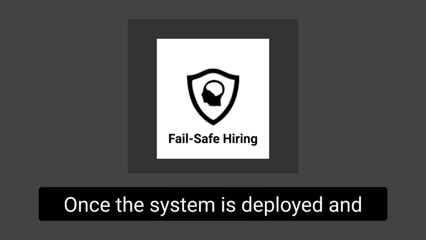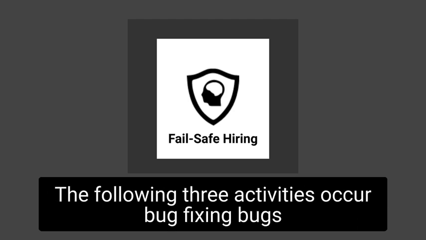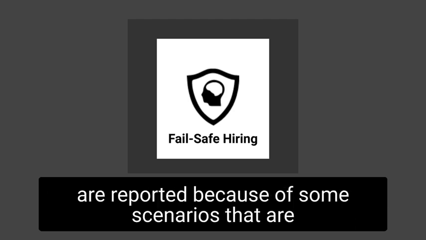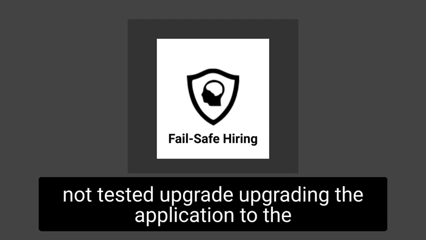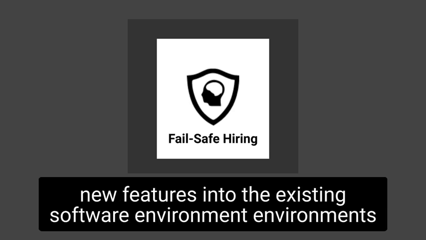Once the system is deployed and customers start using the developed system, the following three activities occur. Bug fixing. Bugs are reported because of some scenarios that are not tested. Upgrade. Upgrading the application to the newer versions of the software. Enhancement. Adding some new features into the existing software.